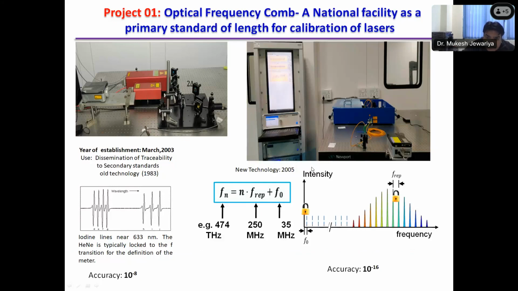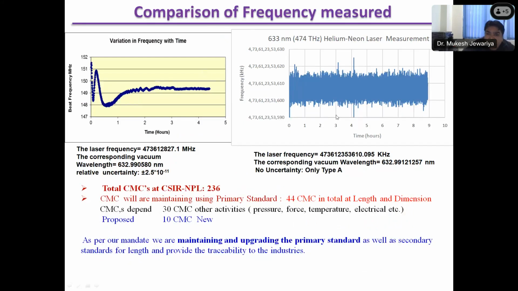So this is not 633 nanometer, this is 474 terahertz. 474 terahertz is 633 nanometer. So you can find any frequency here using this formula. If you know the exact frequency using this formula in this comb, then you know the exact frequency. And if you compare the data from the helium neon laser to the optical frequency comb, you see the frequency variation in megahertz. So the accuracy is very, very low.